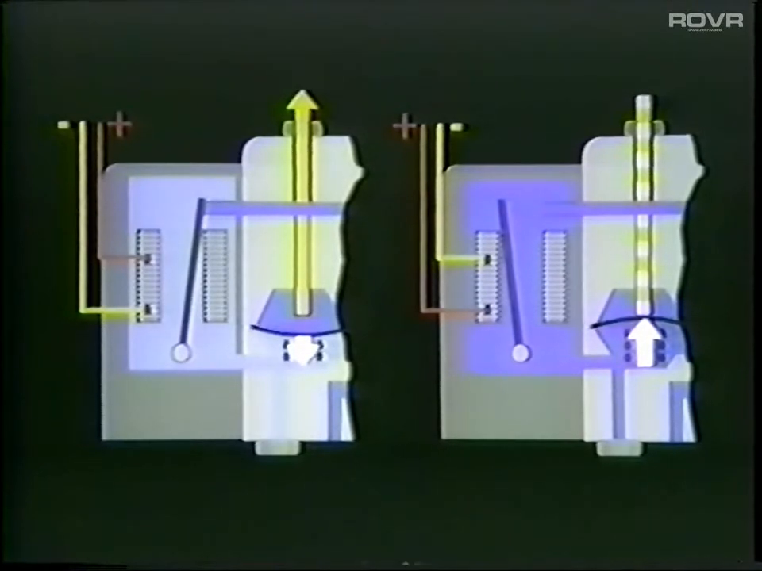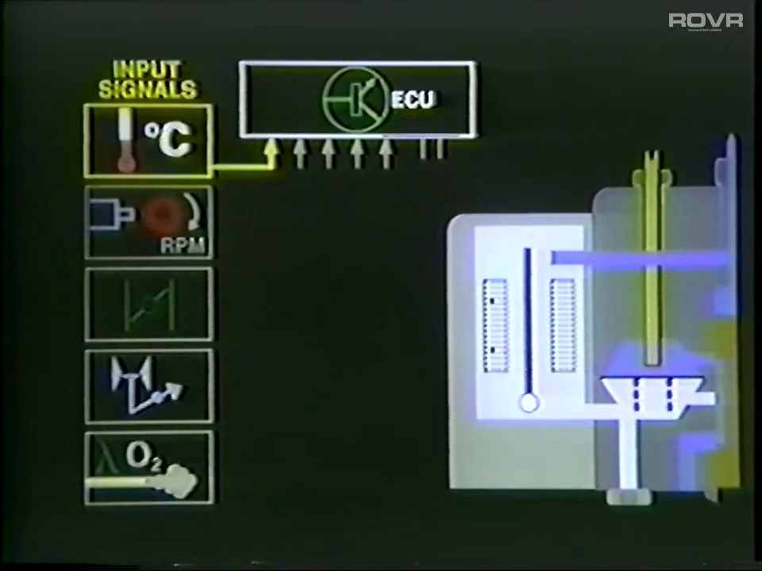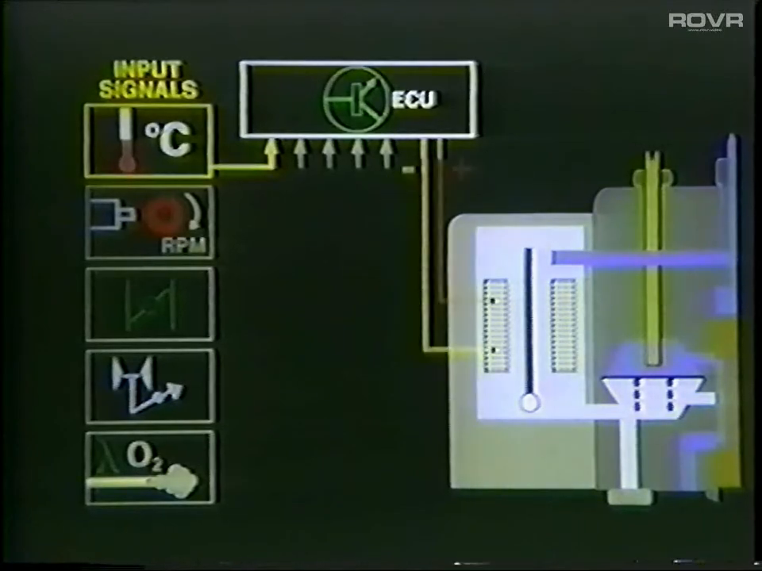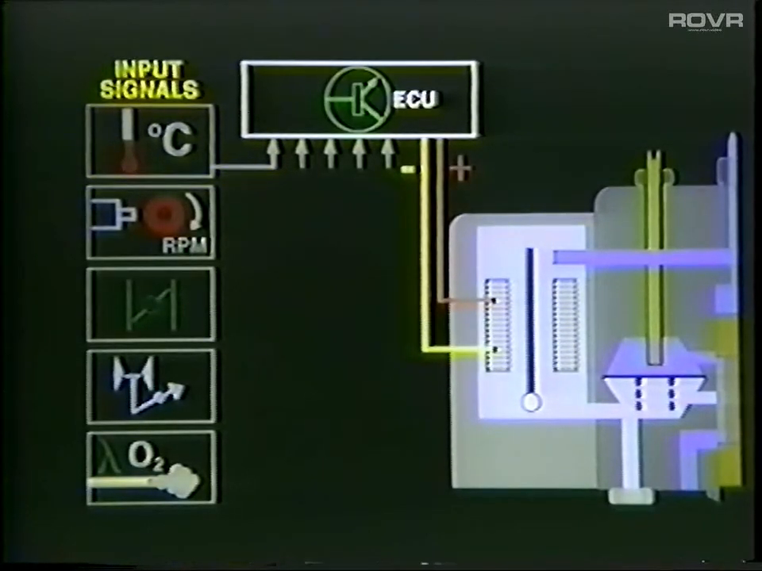Let's review what we have just explained by taking a look at a specific example of what actually takes place. As explained, various sensors provide information to the ECU. In the example shown, a cold engine condition is being transmitted to the ECU by the engine coolant temperature sensor. The ECU processes the cold engine signal and adjusts the strength and direction of current flow to the EHA.